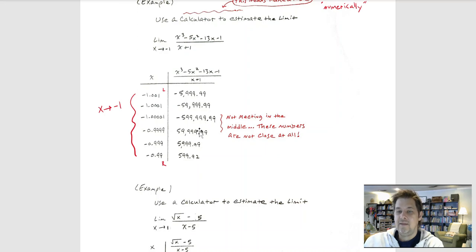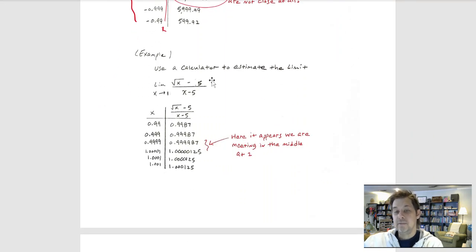If this limit had an answer, then right in here, where the left is supposed to meet the right, we would see some agreement. And we don't. So the answer to this one is does not exist. All right, so we did this limit by table, as it said. Our conclusion, though, was that the limit doesn't exist.